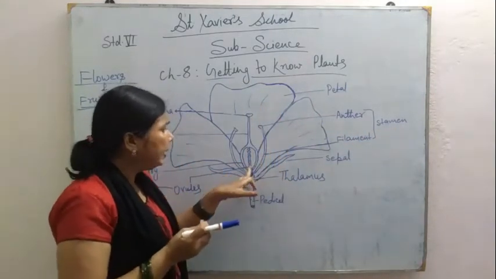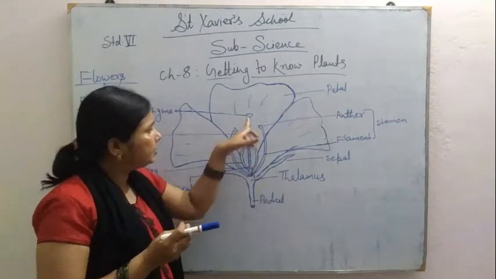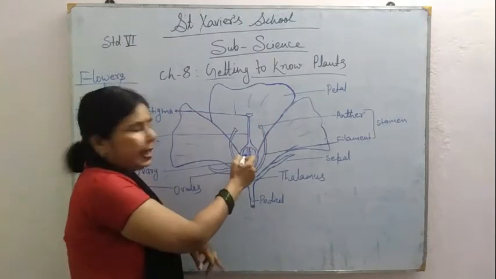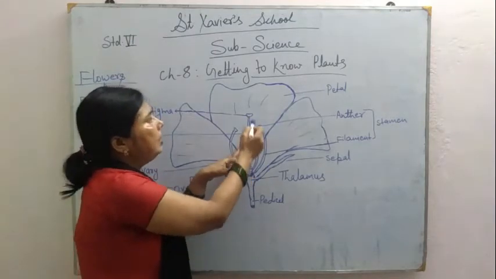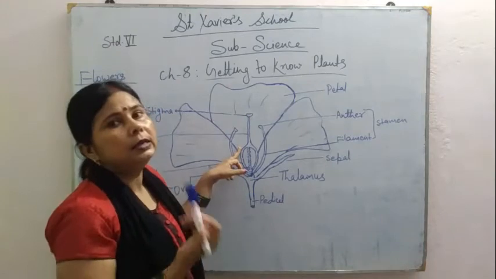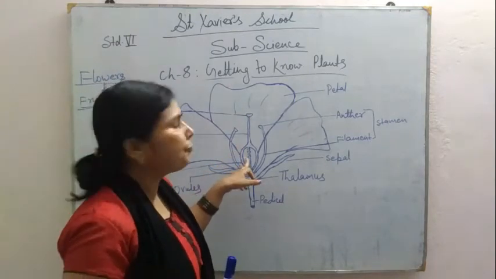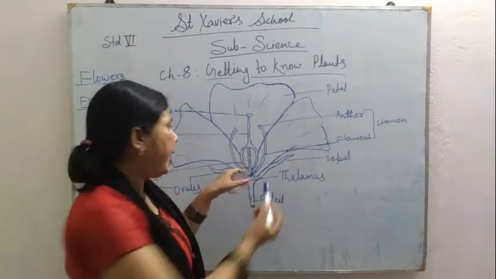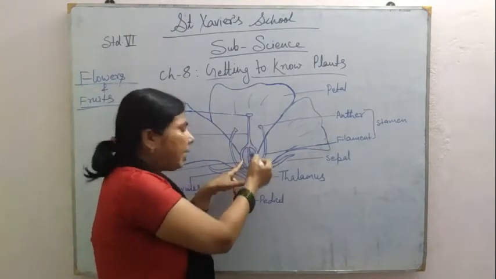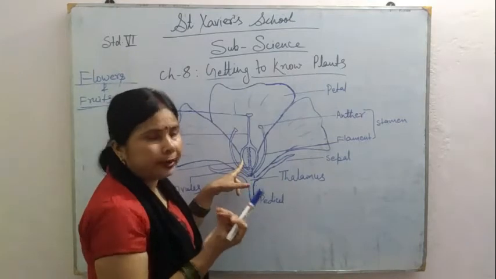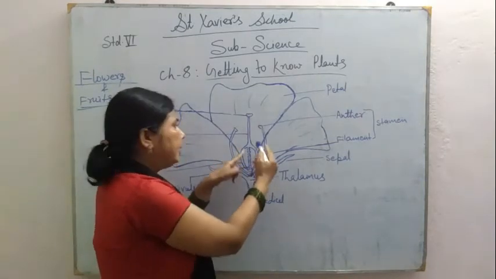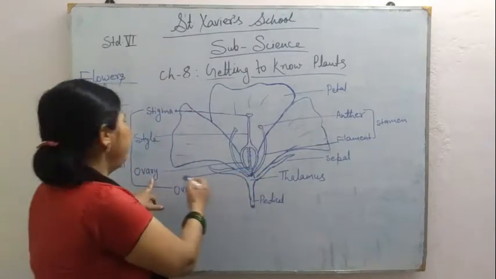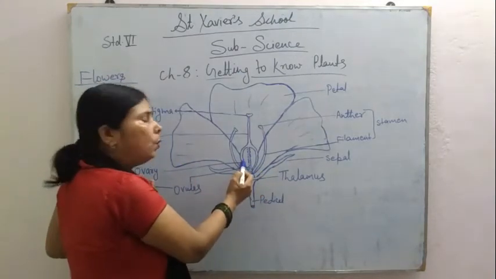And at the center there is a flask-like structure. This flask-like structure is called carpel or pistil. This is the female part of a flower. Yeah, flower का female part होता है. At the base this carpel is slightly swollen, थोड़ा सा फूला हुआ है, and this swollen part of this carpel is called ovary. इसको हम लोग क्या कहते हैं? Swollen part को ovary कहते हैं.